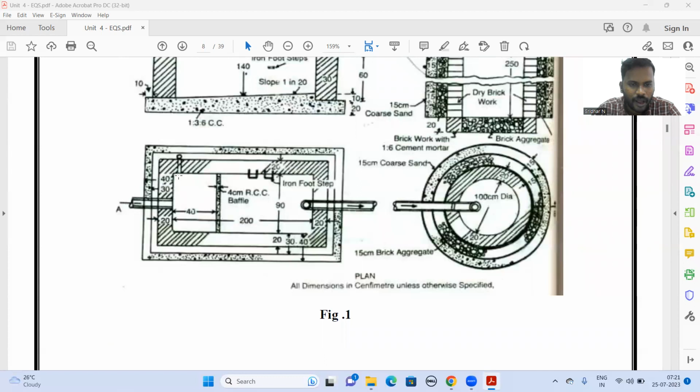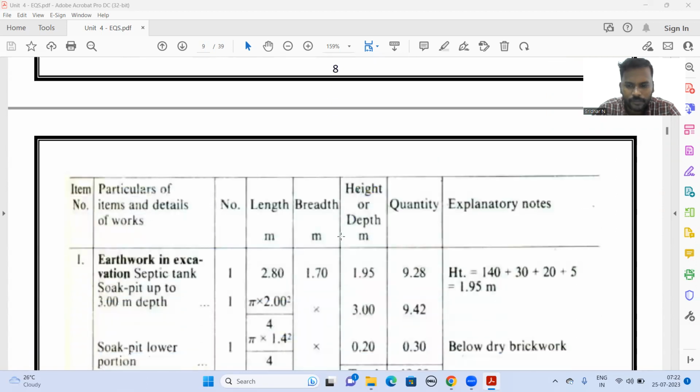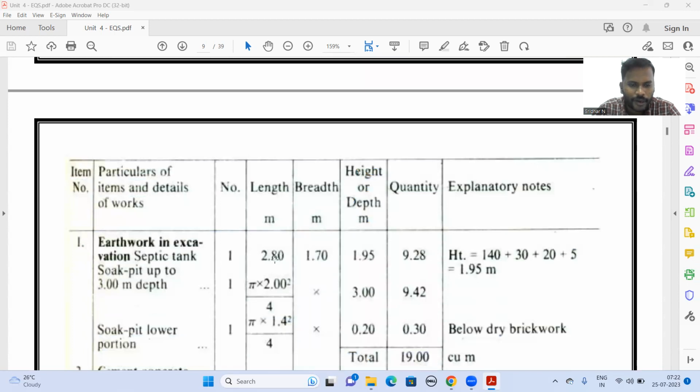Length means, see the length portion, that is 200 mm here. All the dimensions here are in mm. First we want to calculate the length of the septic tank. Here the inside length is given as 200 mm. That is 200 mm plus 20 plus 10 plus 10, so 40 will be there. Here 40 and here it will be 40. So totally 280 will come. That is 280 mm, or 2.80 meter.